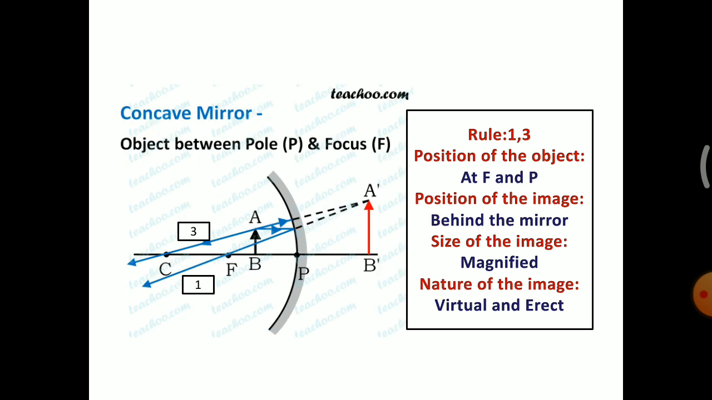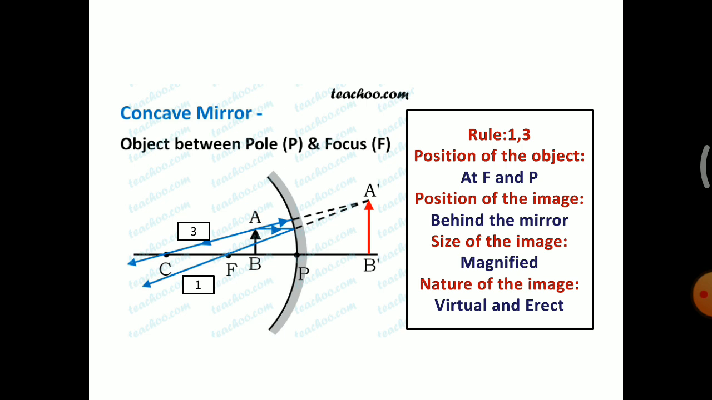This is the last diagram for a concave mirror. It's a very important and special one for the concave mirror. Here I placed the object between pole and focus. AB is the object, placed between pole and focus. I used rule number 1: a ray parallel to the principal axis, after reflection, will pass through the focus.